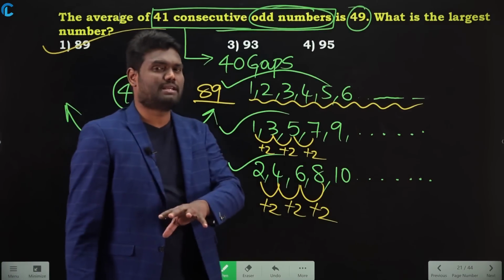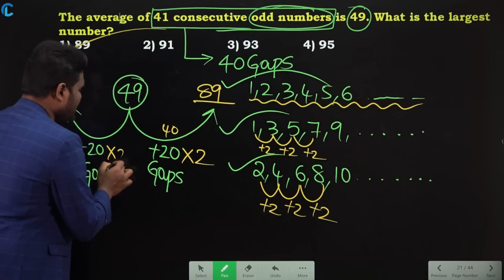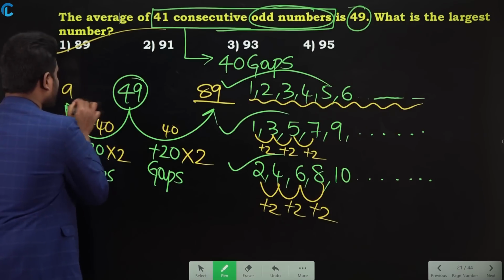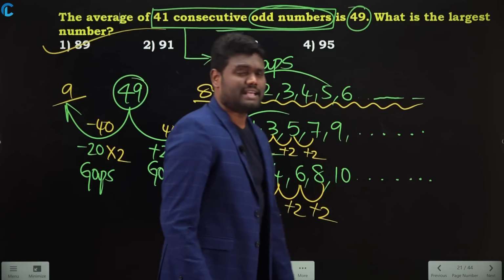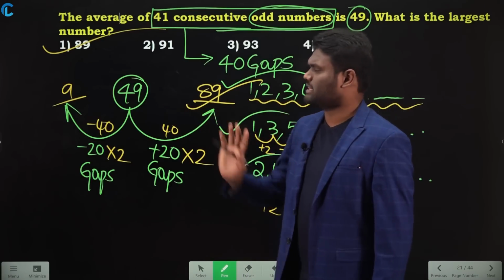If they ask you the lowest number, it is going to be 20 into 2, that is nothing but minus 40. 49 minus 40, it is going to be 9. So the highest number is nothing but 89 and the lowest number is nothing but 9.